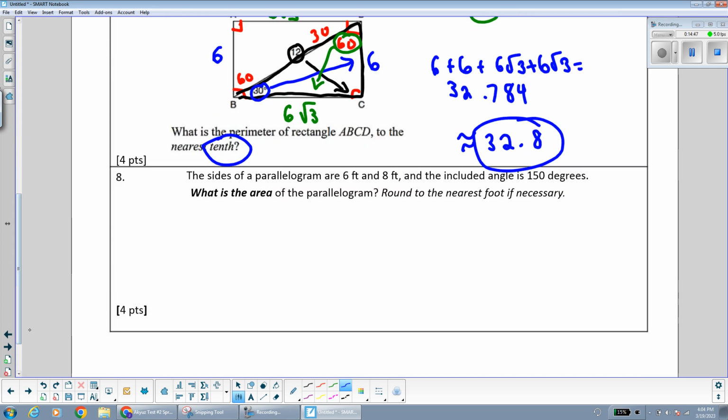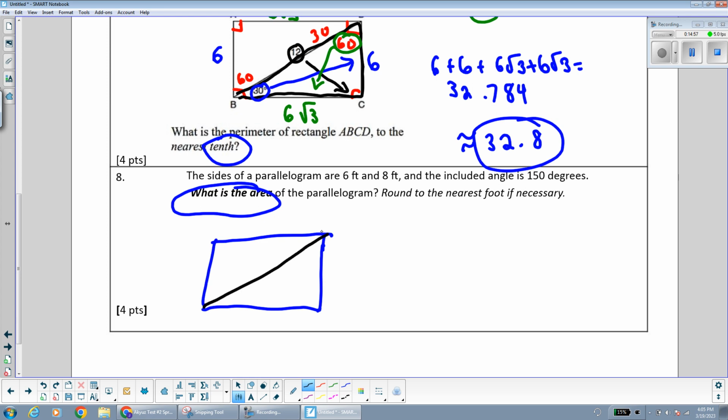Okay. This question's asking for the area of the parallelogram. So we have a parallelogram, and we all know that a parallelogram can be divided into two triangles, right, by a diagonal. So we really have two triangles here. We know how to find the area of a triangle. The sides of a parallelogram are 6 feet and 8 feet. Doesn't matter which one goes where.